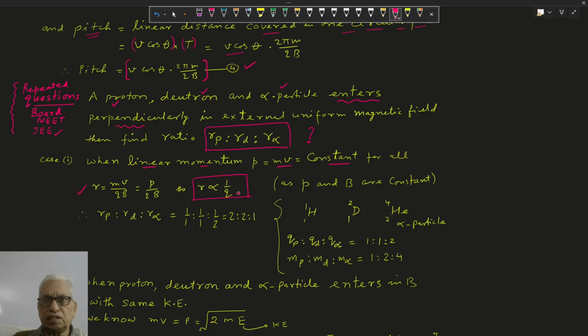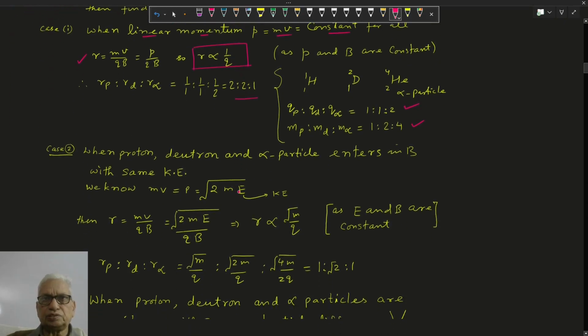1:1:2 is the ratio of charge, and their mass ratio for proton, neutron, alpha particle is 1:1:4, and the charge ratio is 1:0:2. So this is the ratio of the radius when the linear momentum is constant.